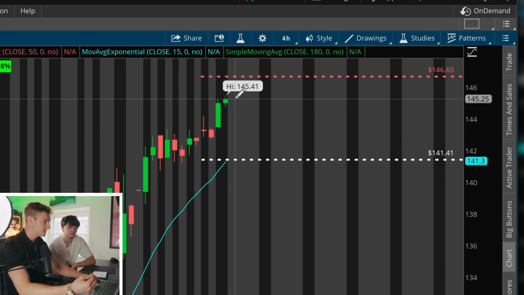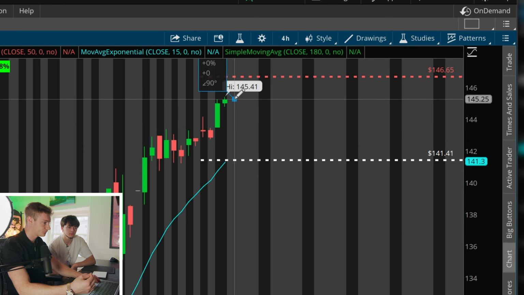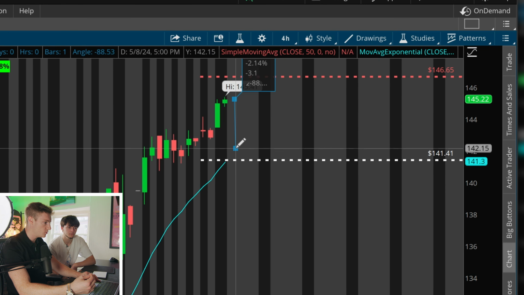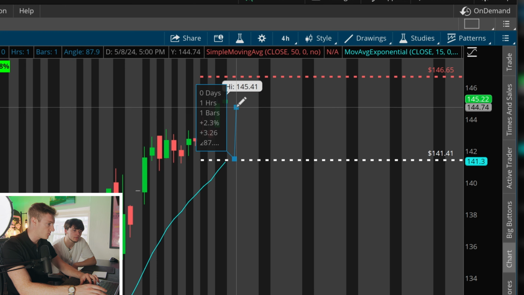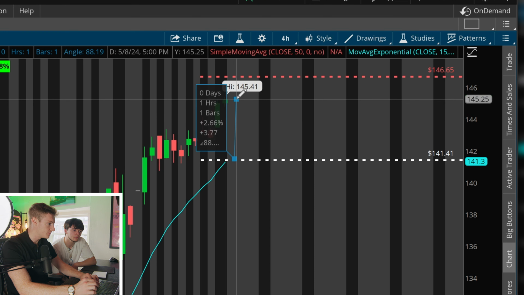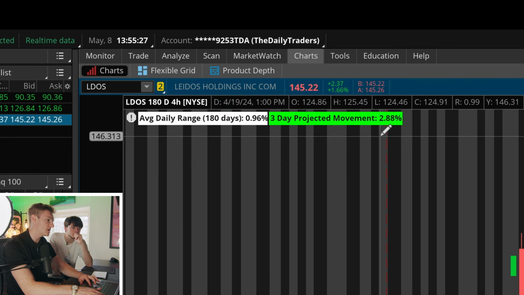Now we're going to draw down off of this all-time high, essentially drag this down, and we can see our take profit is sitting... I'll drag it up. It doesn't matter, either way works, but it'll be a little easier to see. It's about 2.66% off of where we're currently trading. And that take profit, which is 2.66%, is within our 3-day projected movement, which it is, right? 2.88, 2.66, that is a realistic target to hit in the next 3 days.